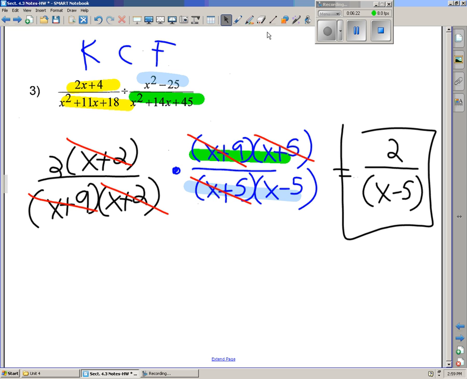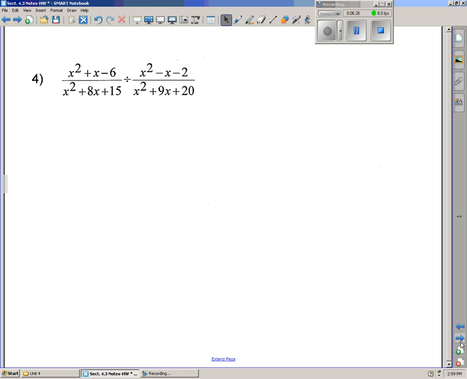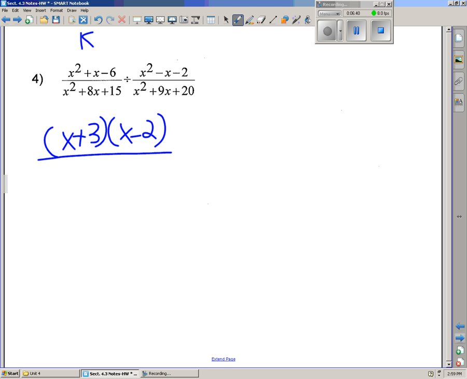Make sure you're good there. Okay, take a look at this next one. Again, I'm going to do keep, change, flip all at once. So I'm going to keep this one as is, and I'm going to factor the top by I am. And this becomes x plus 3, x minus 2. The bottom is also I am, x plus 3, x plus 5.